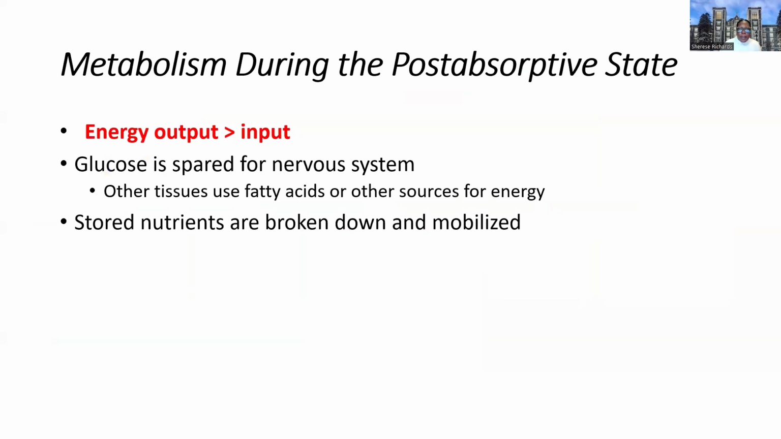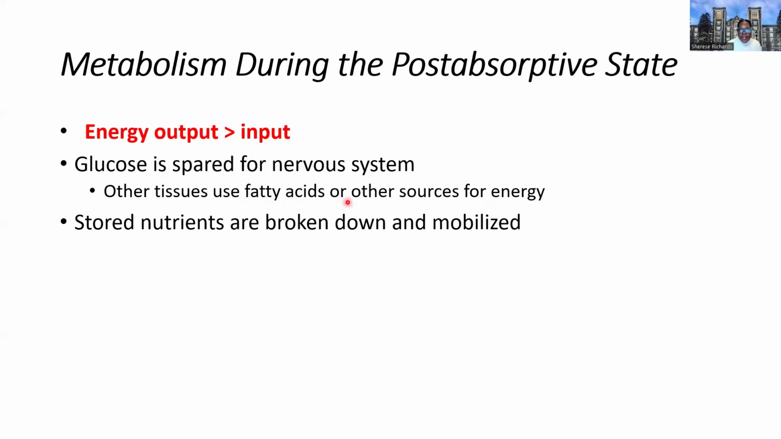Alternatively, we've got the post-absorptive state or the fasted state. This is where your energy output exceeds your energy input. Now, the brain is really picky in terms of its energy source and it prefers glucose. So when you're in this post-absorptive or fasted state, your brain is going to utilize any available glucose and it's going to be spared, particularly for the nervous system. Other tissues, however, muscle, liver, most of your other body cells, they can use fatty acids.